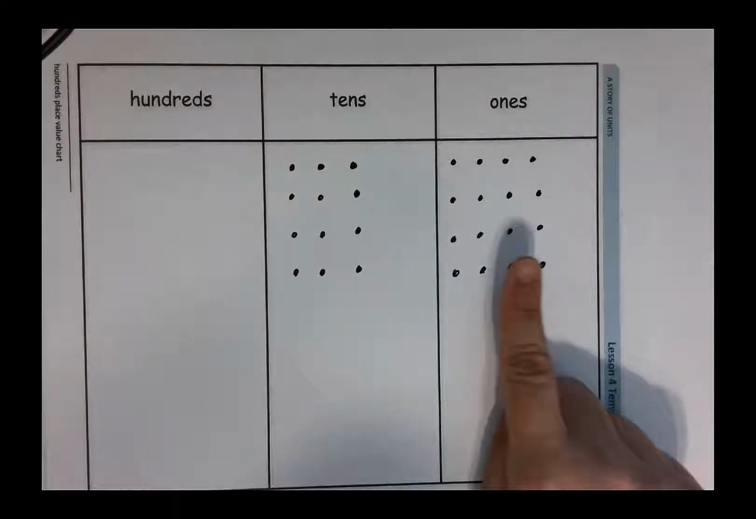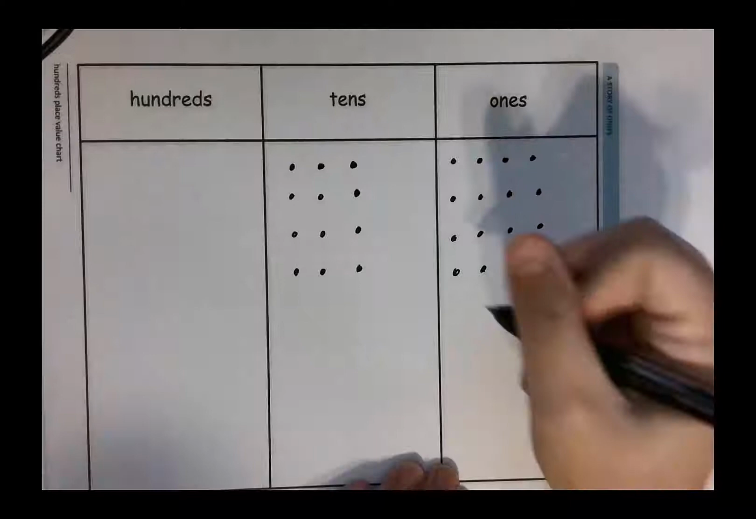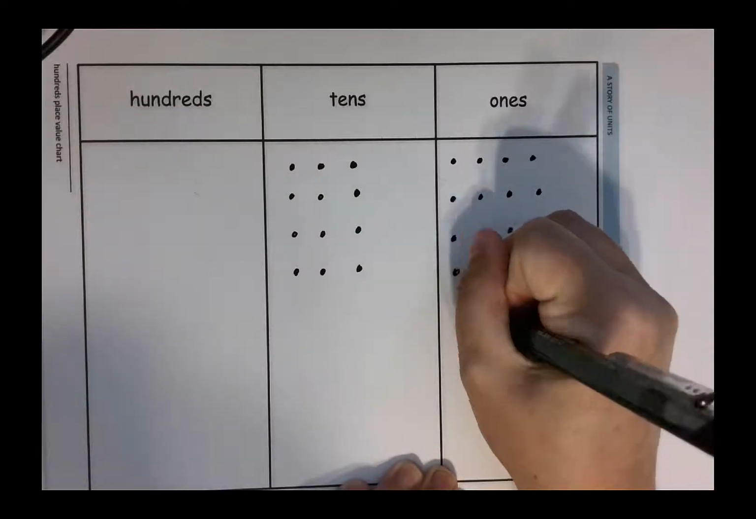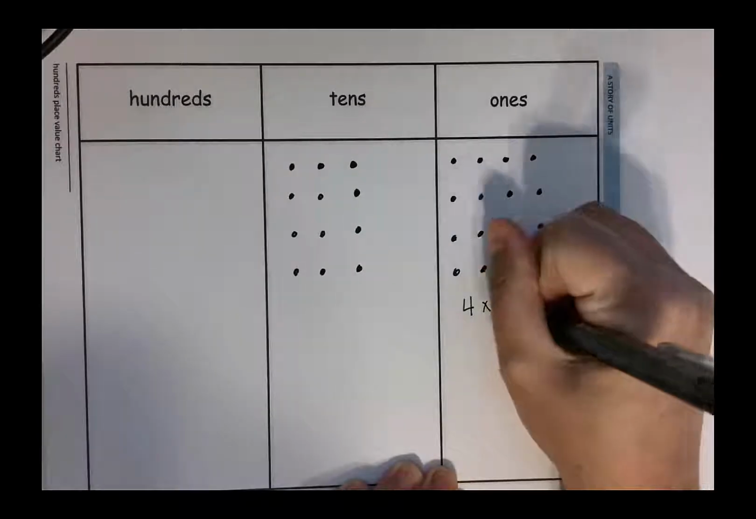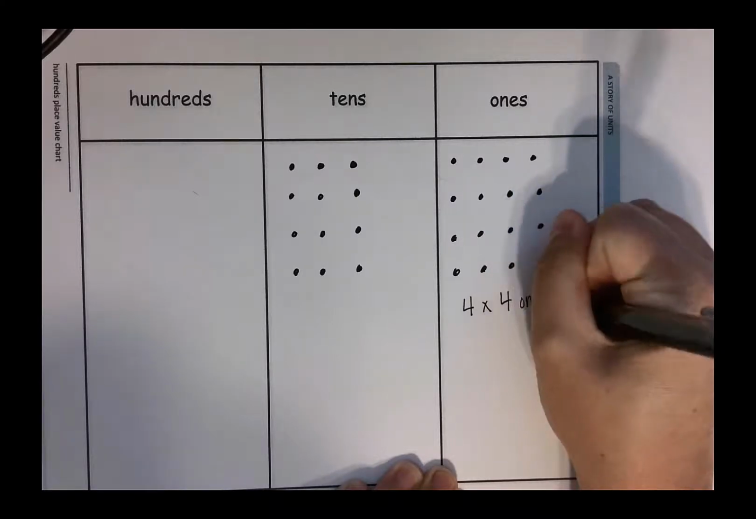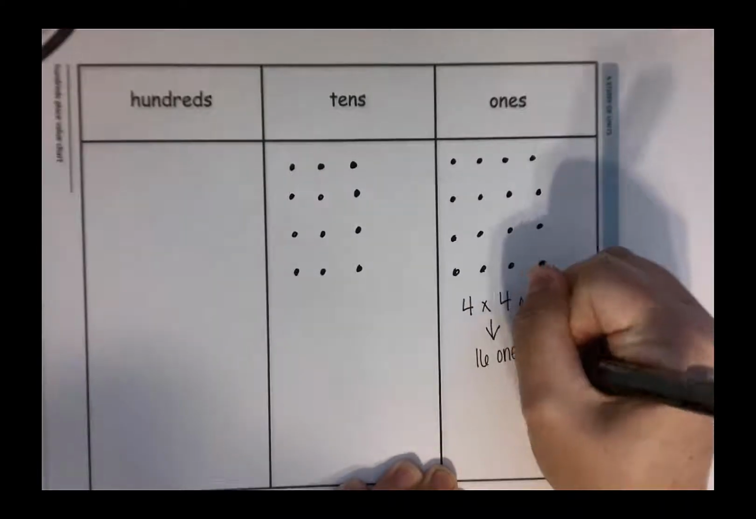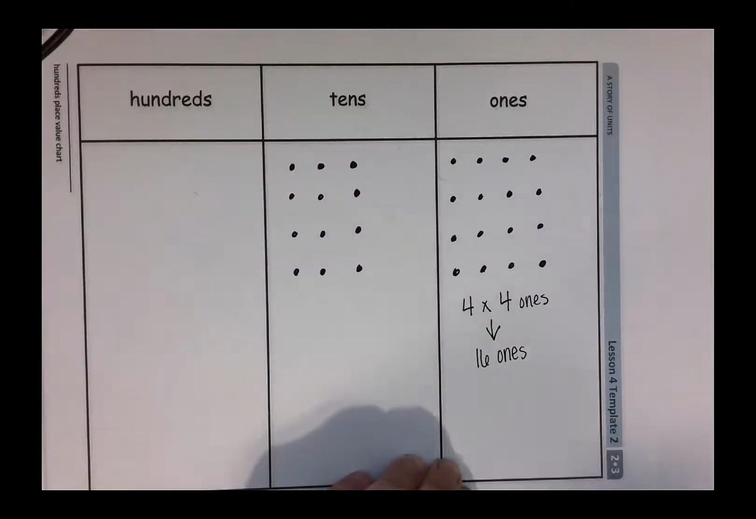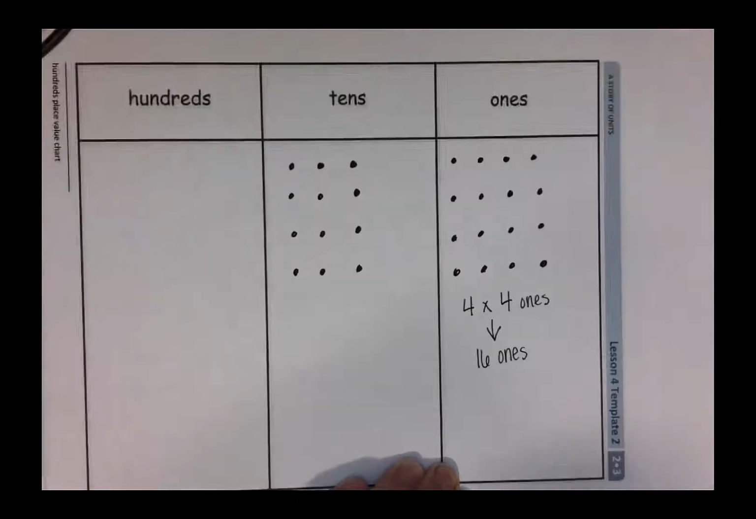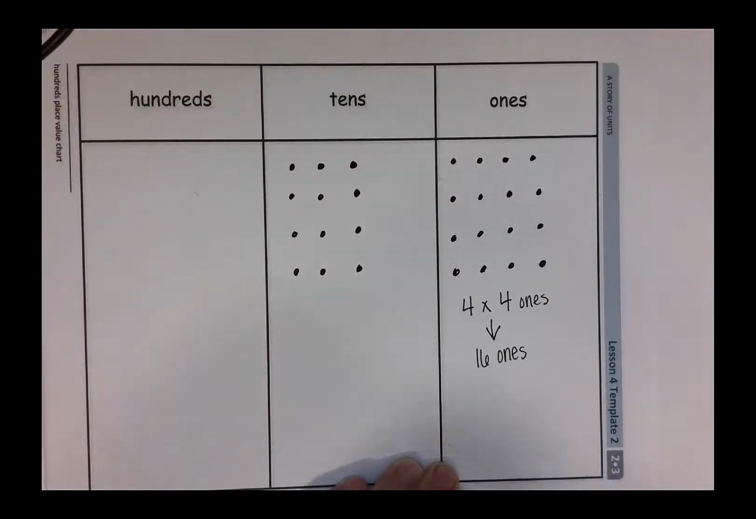So as I go through, I have 4 groups of 4 ones, which gives me 16 ones. Because I have more than 10 ones, that means I'm going to have to regroup. And I want to bundle my 10 ones that I'm going to regroup.